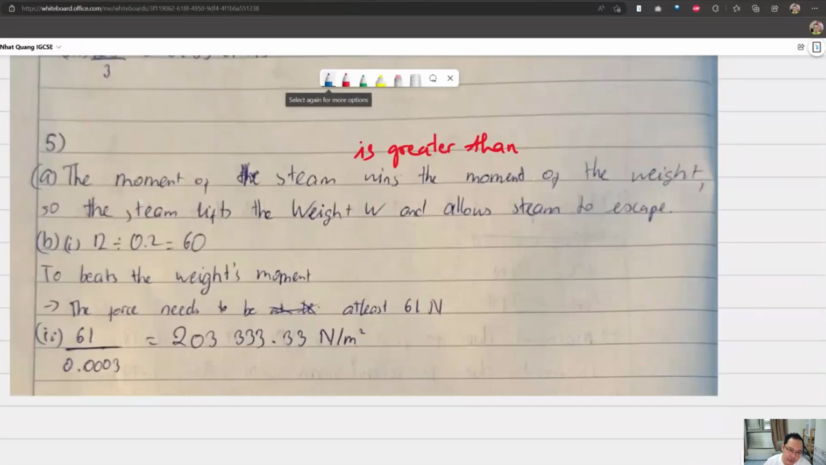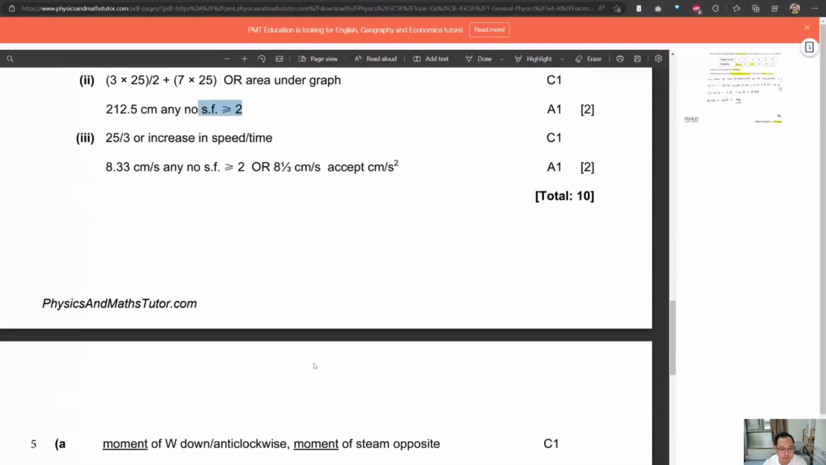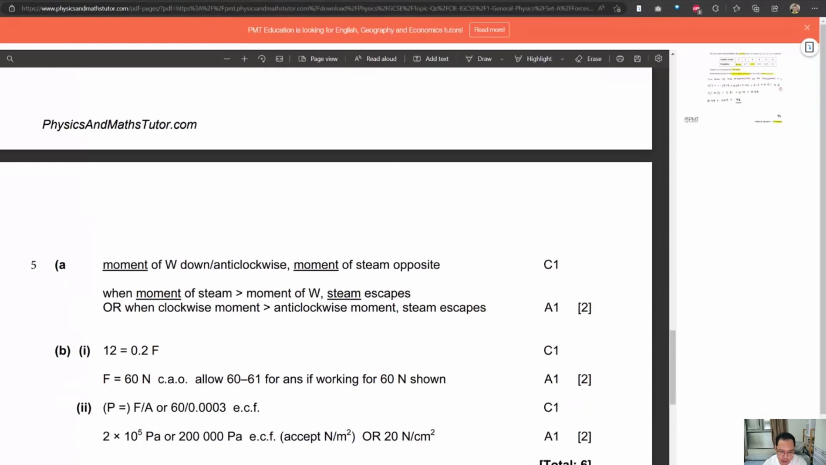Need to be a little bit more careful with the writing. The weight W and allows the steam to escape. Okay. With the moment of the weight, so the steam lifts the weight. Okay, acceptable. Good answer. The moment of the weight down, in the anti-clockwise direction, is less than the moment of the steam in the clockwise direction.